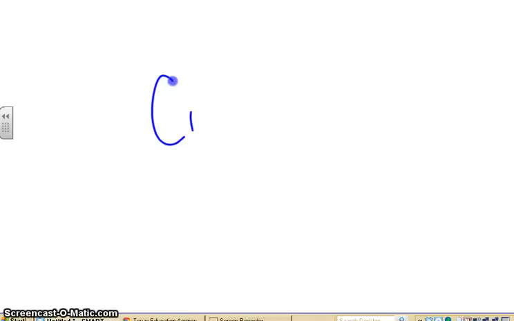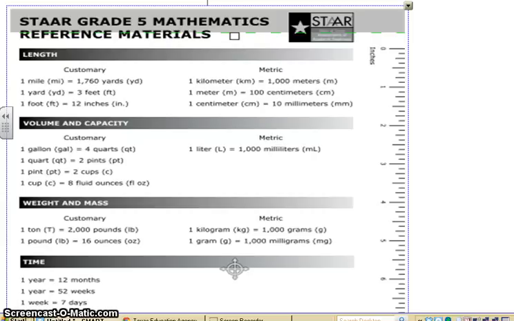Okay guys, today we are going to cover conversions. So we're going to be converting some metric units and customary units from one unit to another. So first of all, we need to look at our mathematics chart. This is going to be your number one tool that you will be using when you are doing conversions.